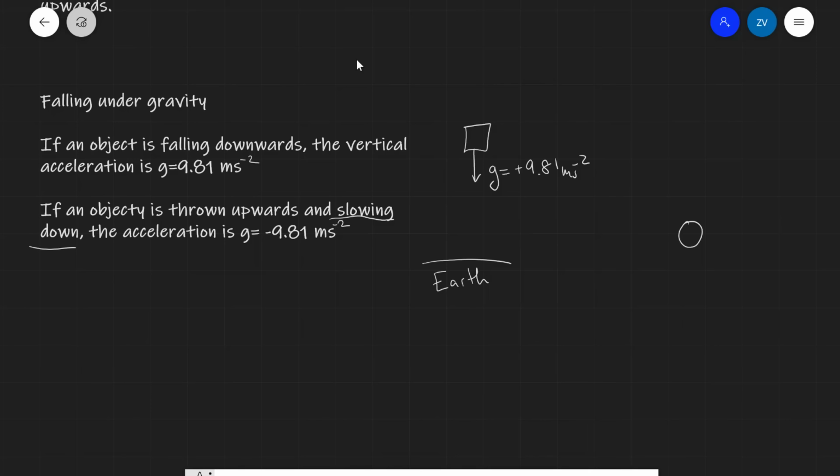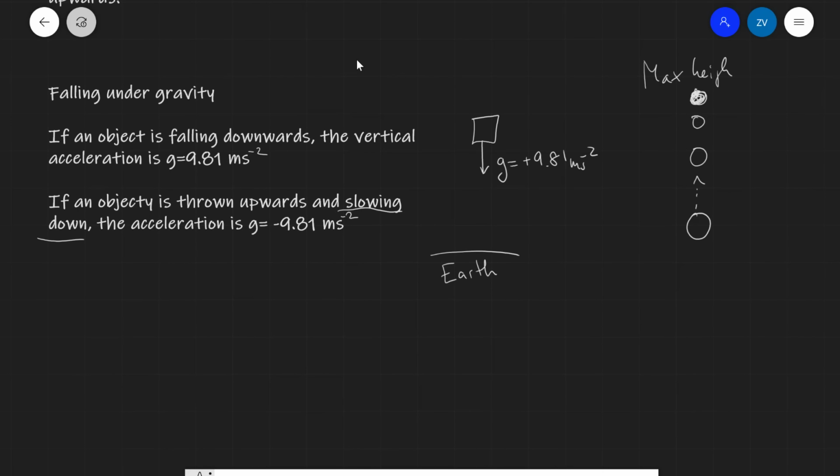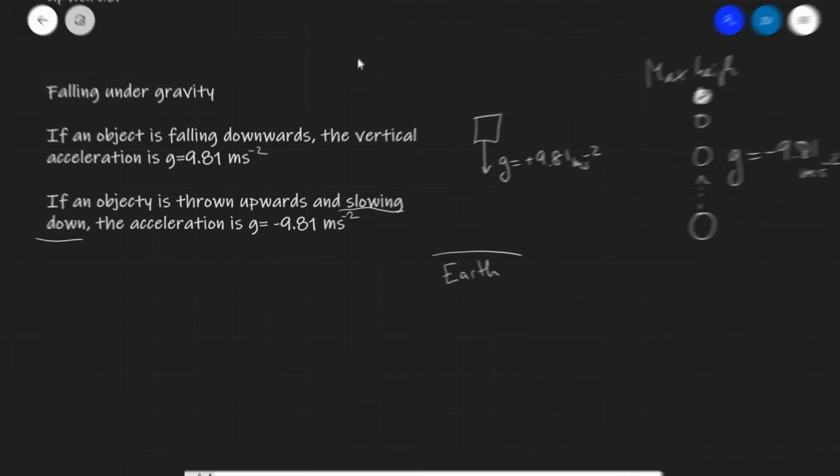So let's imagine that we have a ball and we throw the ball upwards in the air. It ends up here, it ends up here, and then it reaches some maximum height. So let's say this here is the maximum height. Then the acceleration at all points is negative. So here g will be equal to minus 9.81 meters per second squared because it's acting in a direction which is opposite to the velocity.